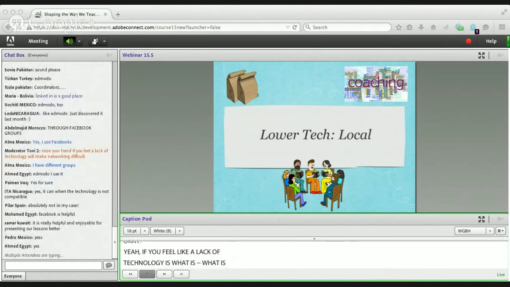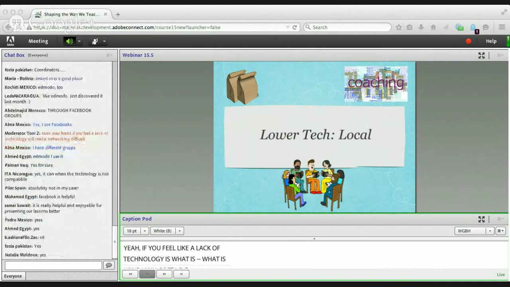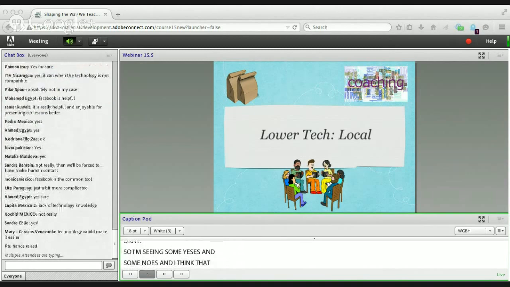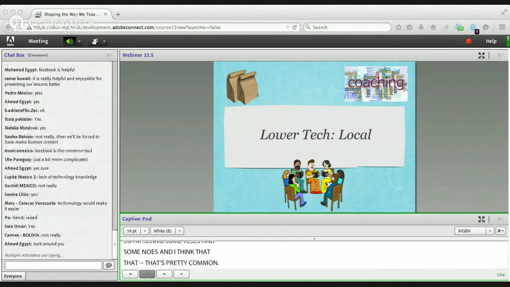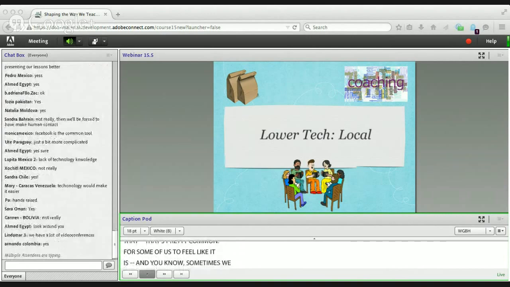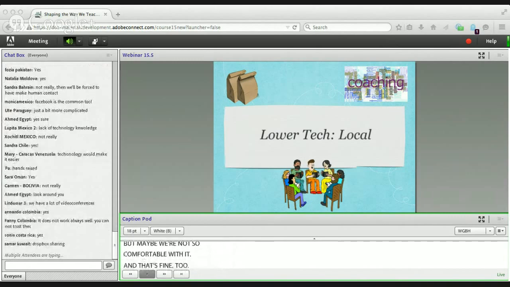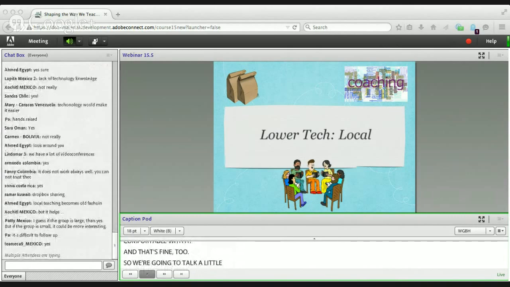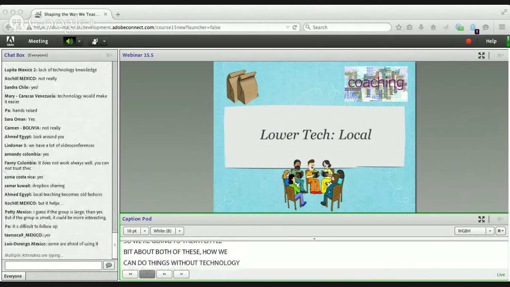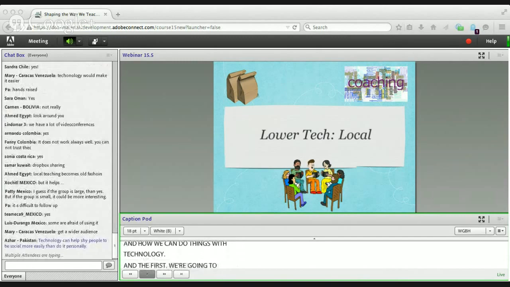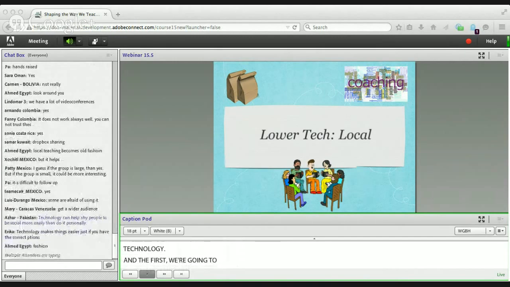Okay. So I'm seeing some yeses and some nos, and I think that's pretty common for some of us to feel like it is. And sometimes we might have access to technology, but maybe we're not so comfortable with it, and that's fine too. So we're going to talk a little bit about both of these, how we can do things without technology and how we can do things with technology. The first we're going to focus on are these lower tech ones, where maybe we can use just email to get these things done.